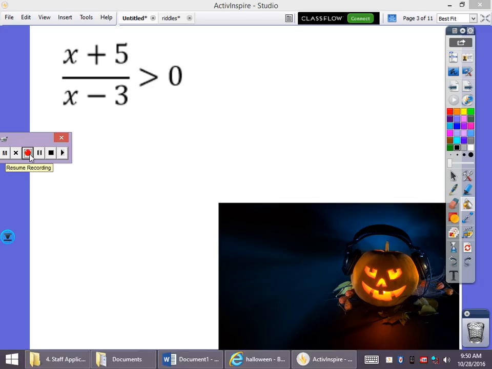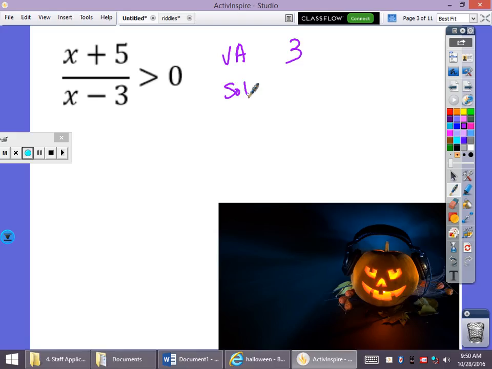Okay, so what's the first thing you did? You found the vertical asymptote, and the vertical asymptote was worth 3. And the solution is -5. Okay, so then I make my nice little number line here. I have -5 and I have 3.